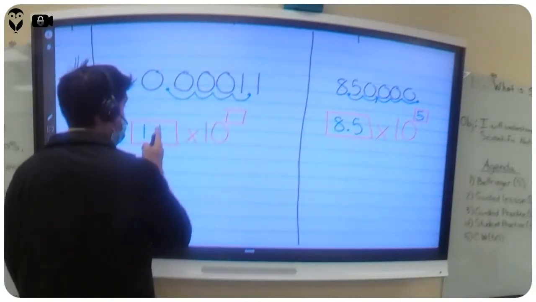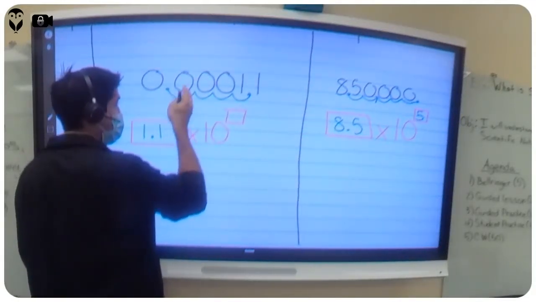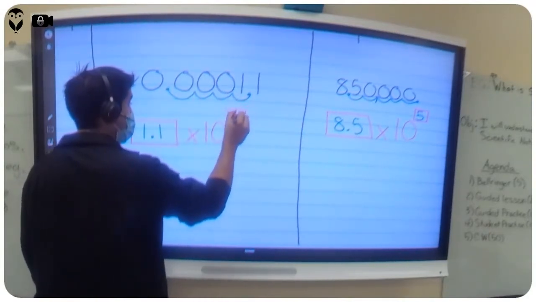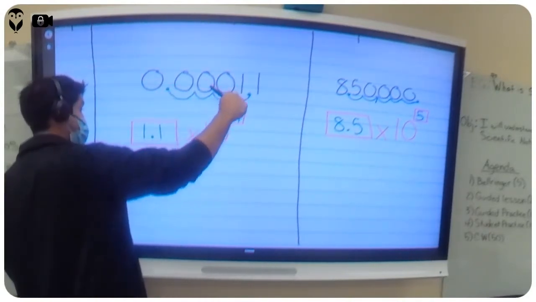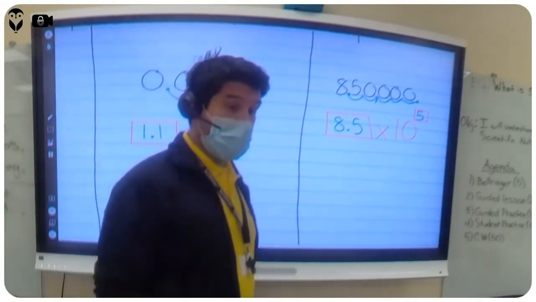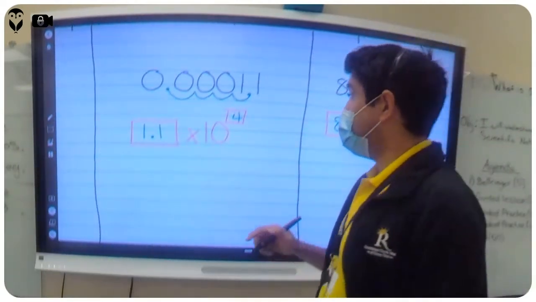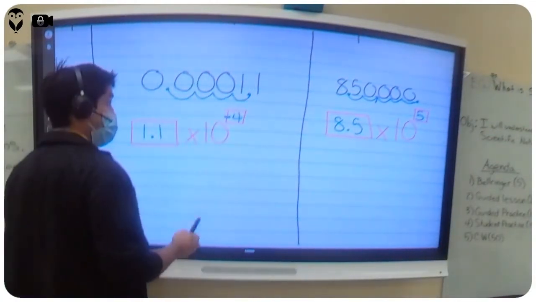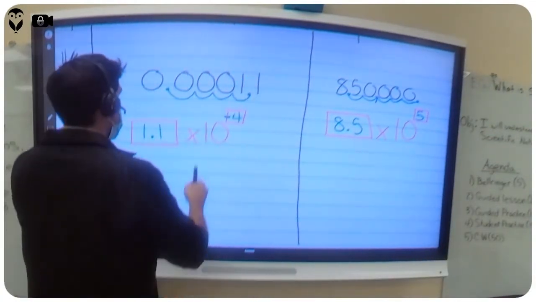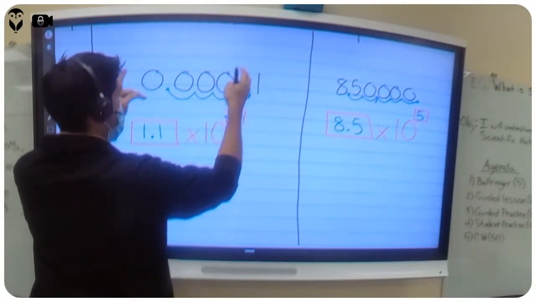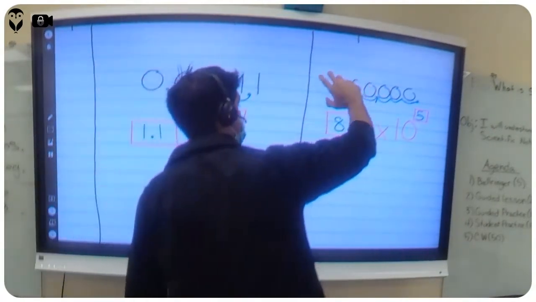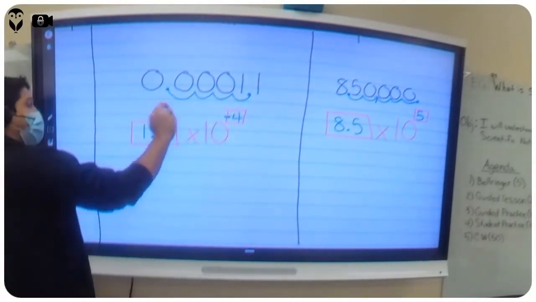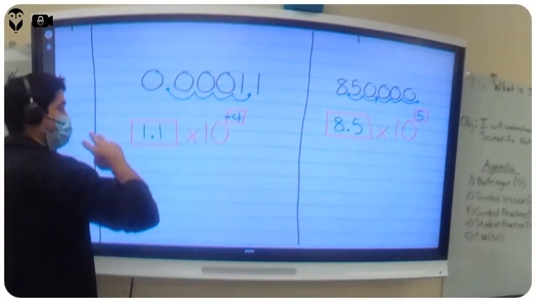So 1.1 goes here. Now, how many times did I move that decimal point? 1, 2, 3, 4. I moved it 4 times. But because you're going in the opposite direction, this number needs to be the opposite number. So it doesn't get to be positive 4. It has to be negative 4, which makes this 1 over 10, which means you're dividing, and that would make a smaller number. So when this number is small, it's going to be a negative sign. When it's big, like 850,000, the number is going to be positive. Okay? Does that sign have anything to do with negative or positive? No.